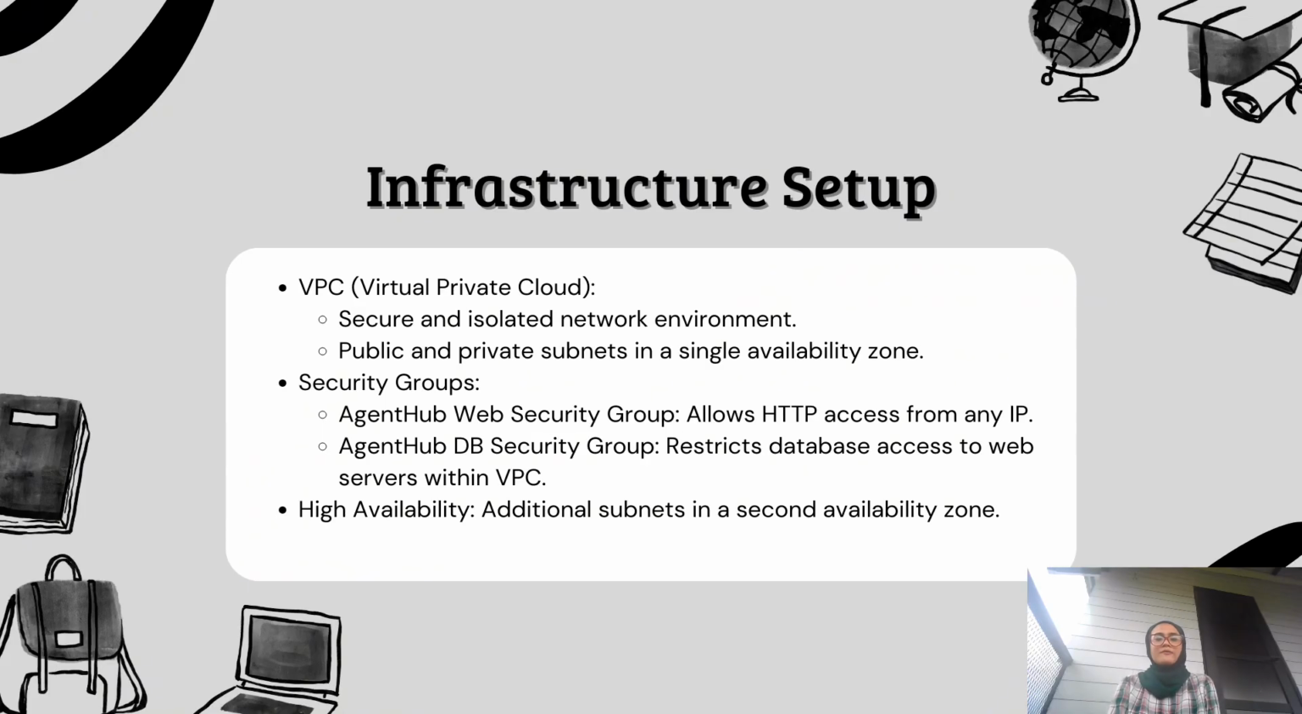To ensure a secure, scalable infrastructure, we started by creating a virtual private cloud, VPC. Within the VPC, we configured one public subnet for web servers and one private subnet for the database servers. We also implemented security groups to control access. The Agent Hub Web Security Group allows HTTP access from any IP address, making the application accessible to others. The Agent Hub DB Security Group restricts database access to only web servers within the VPC, ensuring enhanced security. Additionally, we created extra subnets in a second availability zone to ensure high availability and fault tolerance.